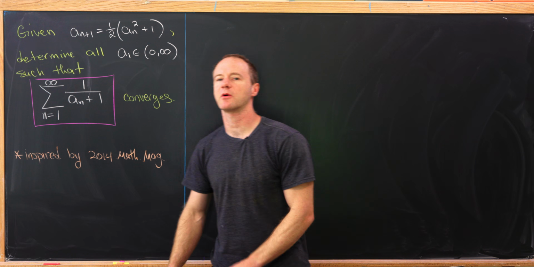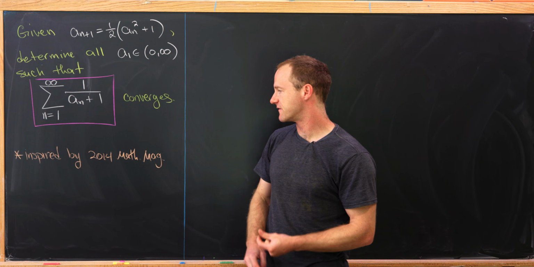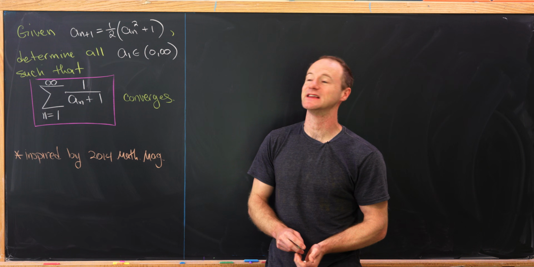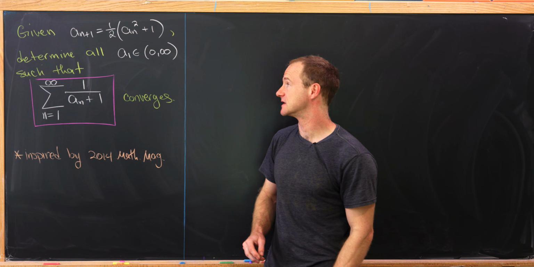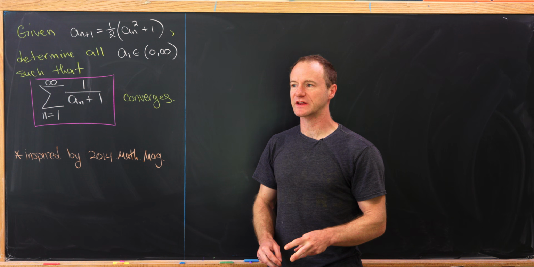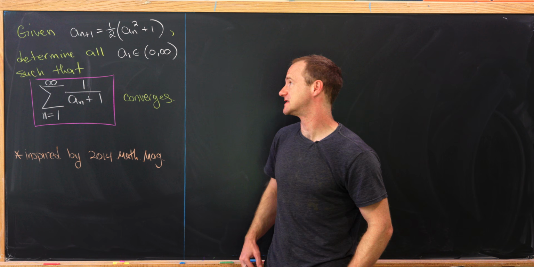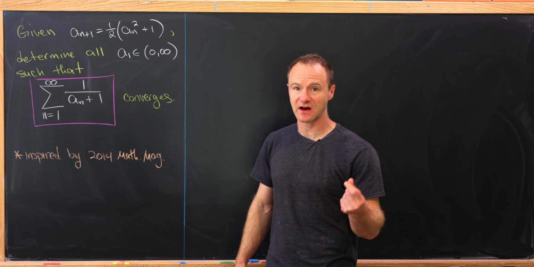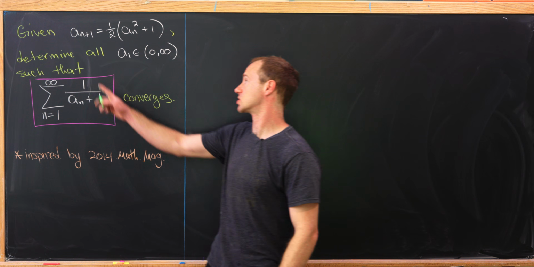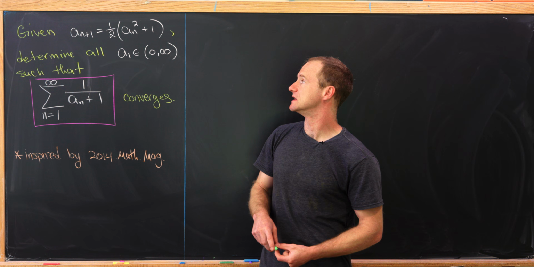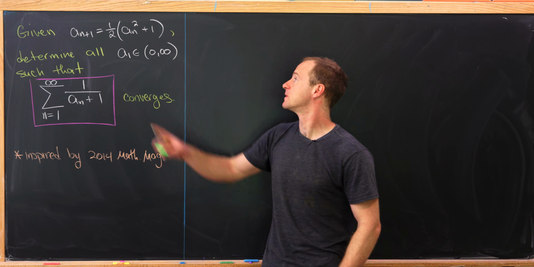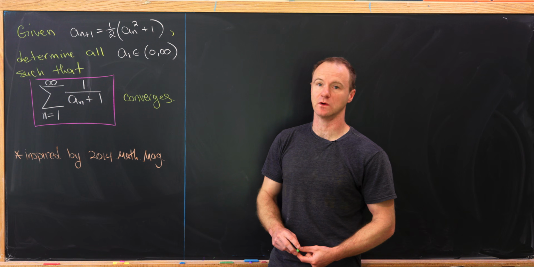Today we've got a nice problem that was inspired by something that I found in a 2014 issue of Mathematics magazine. So let's say we're given a recursively defined sequence, and it's defined by the following one-step recursion: a_{n+1} is equal to half a_n squared plus 1.